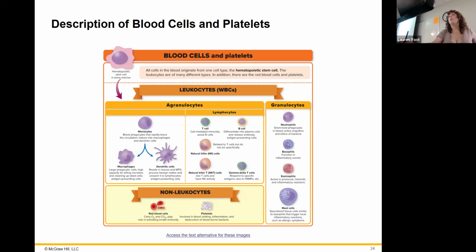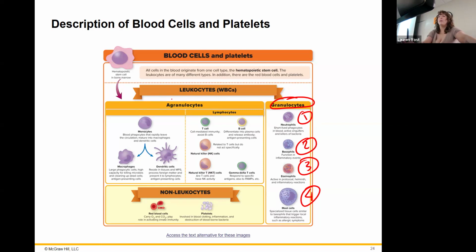So let's start with looking at our granulocytes. We'll go through what they are and what they do. Number one, we have neutrophils, two, basophils, three, eosinophils, and technically four, mast cells. I don't talk about these a whole lot, but they're involved in allergies mostly. So those are our granulocytes.